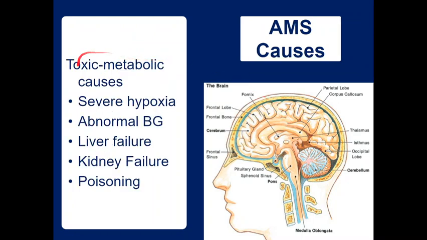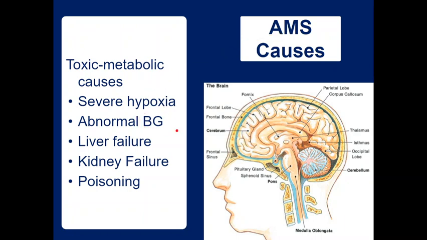There are also some toxic causes, and this would be something in your bloodstream that persists throughout your whole body but affects the brain in particular. So hypoxia, we've talked about that a lot for respiratory, right? Low oxygen makes your brain go into anaerobic respiration. It gets really frustrated with you and can cause altered mental status.